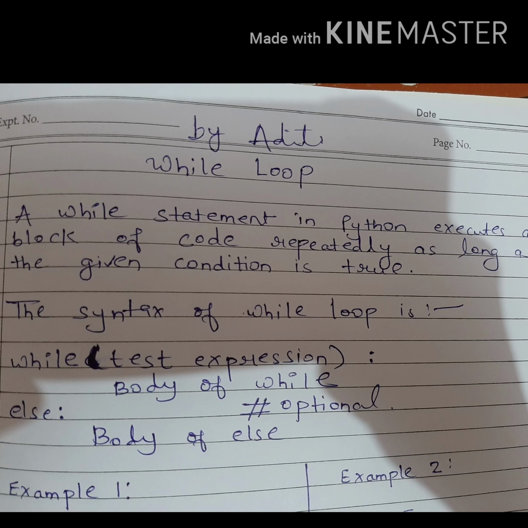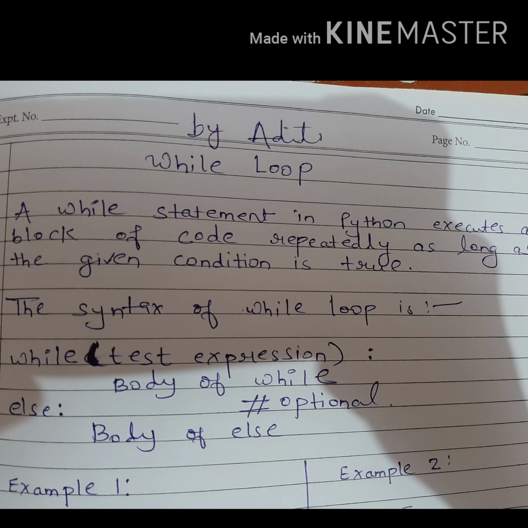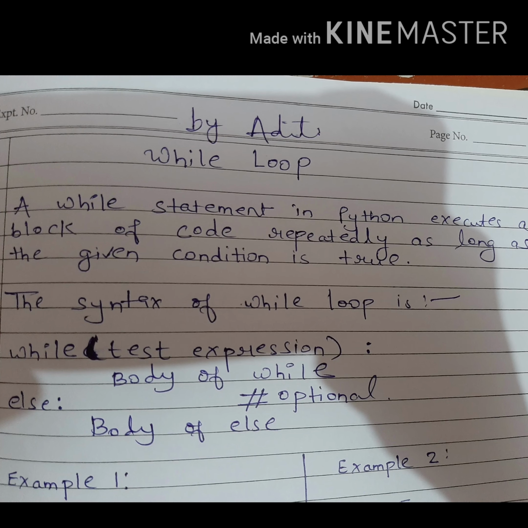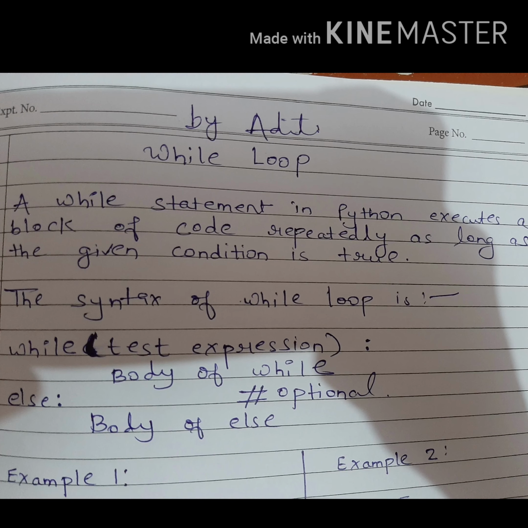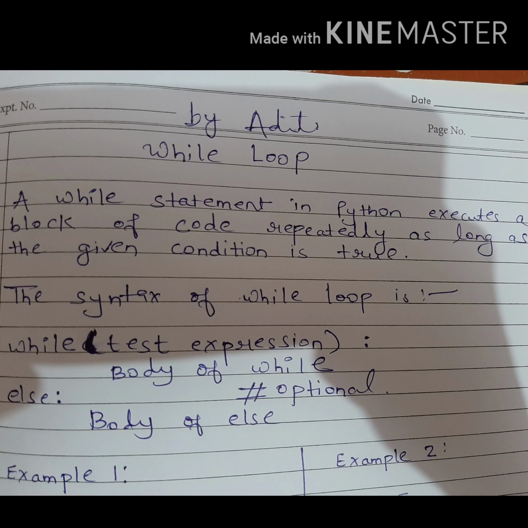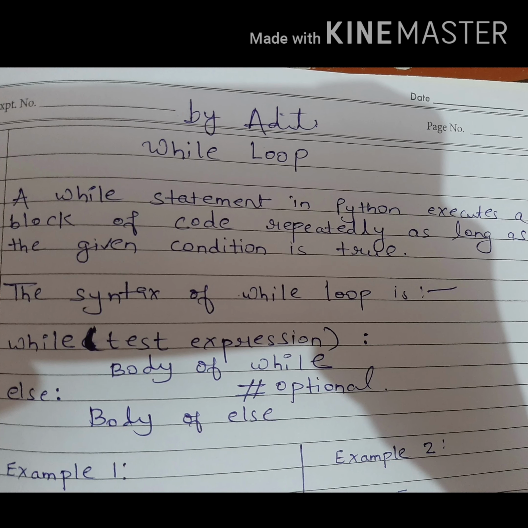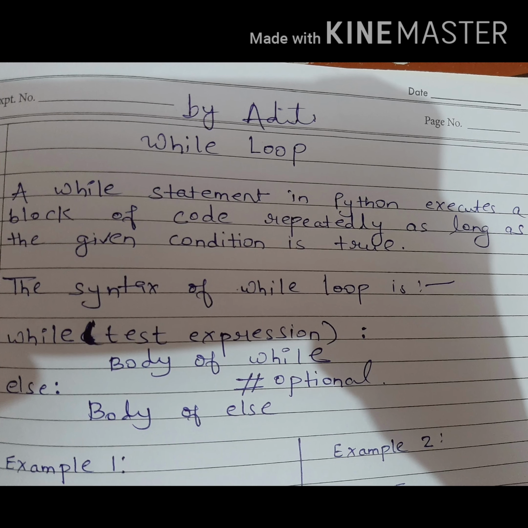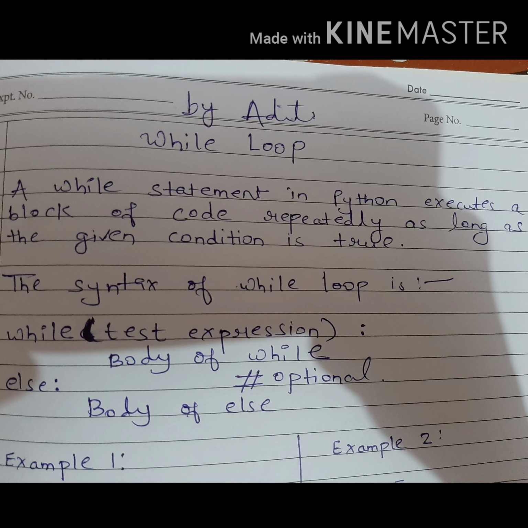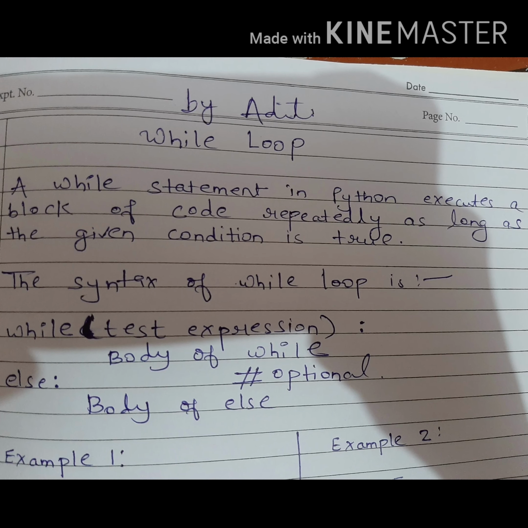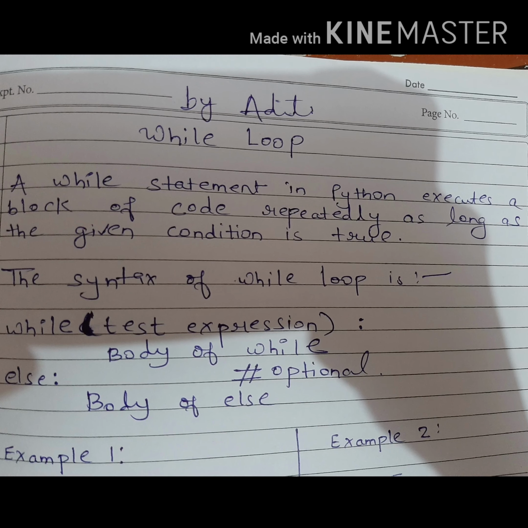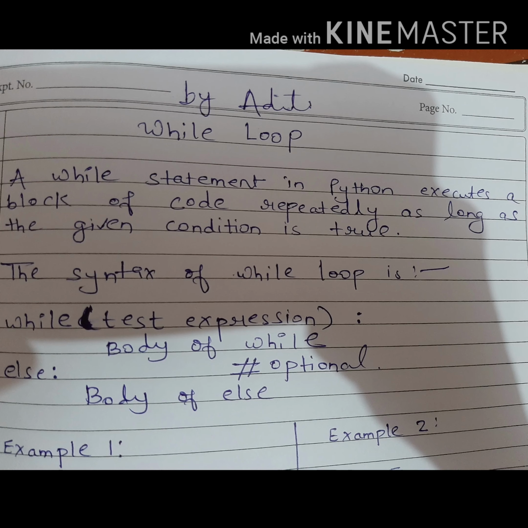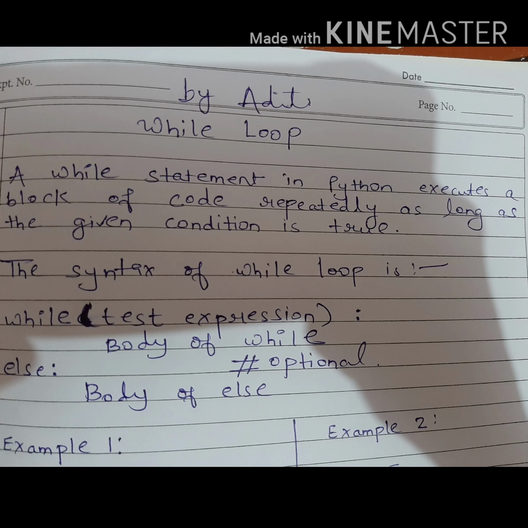While loop in Python. A while statement in Python executes a block of code repeatedly as long as the test condition of the loop is true. Syntax is shown here. While is a reserved word written in lowercase letters. Test expression is the condition to be checked for a true or false value. Body of a while consists of a single or multiple statements. Else is optional and executed when the test condition evaluates to false.